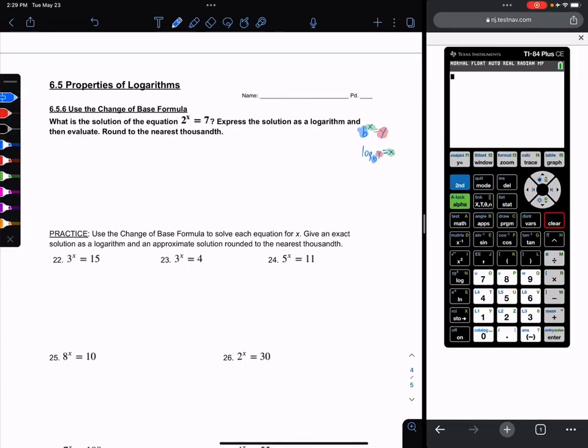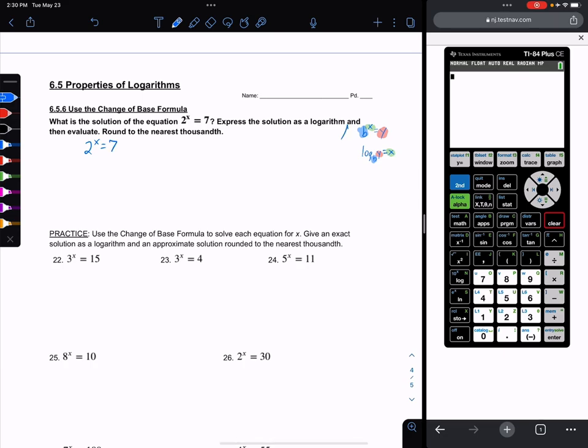Here we're going to use the change of base formula to solve an equation. We are asked what is the solution of the equation 2 to the x power equals 7, and we're told to express the solution as a logarithm and then evaluate and round to the nearest thousandth. So let's take our 2 to the x power is equal to 7.